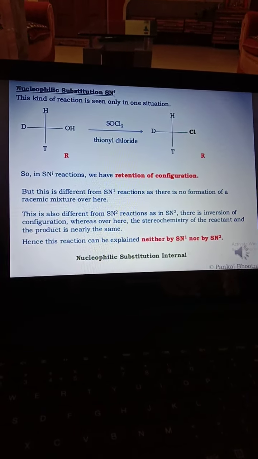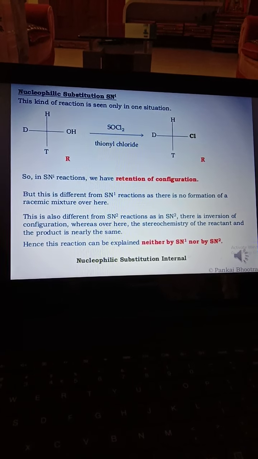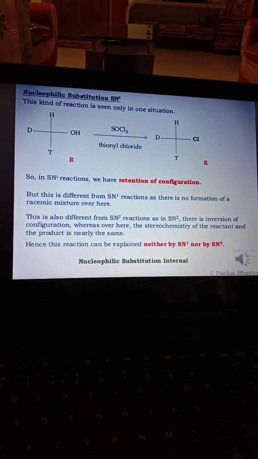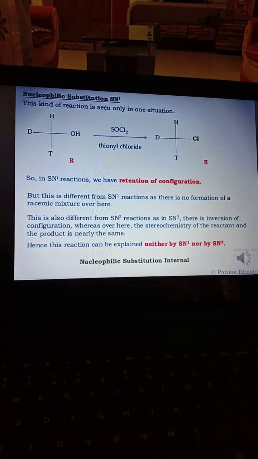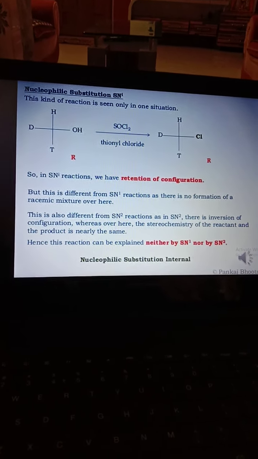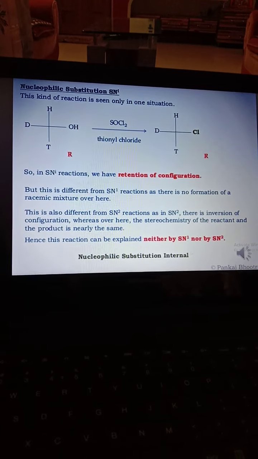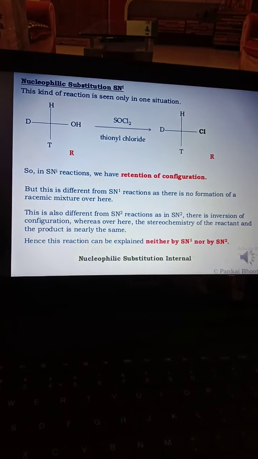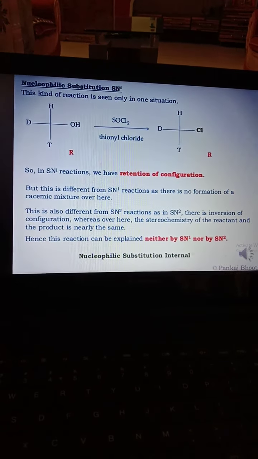Nucleophilic substitution, SNi reaction. In the SNi reaction, retention of configuration occurs. This reaction gives a racemic mixture. This is neither an SN1 nor an SN2 reaction.